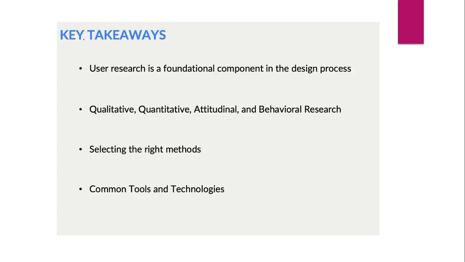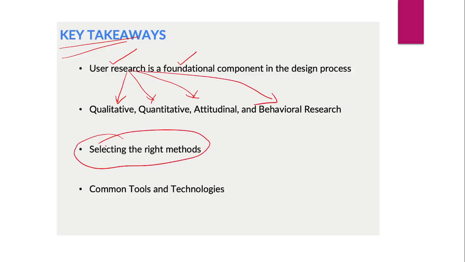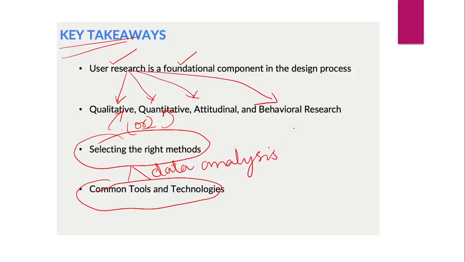Here, from the user research, what are the key ways? User research is a foundational component of the design process, and it divides into qualitative, quantitative, attitudinal, and behavioral research. You have to select the right method, either qualitative or quantitative. So you have to select the right method for doing things. And what are the different tools available to do the data analysis or predictions? That you have to take care of.